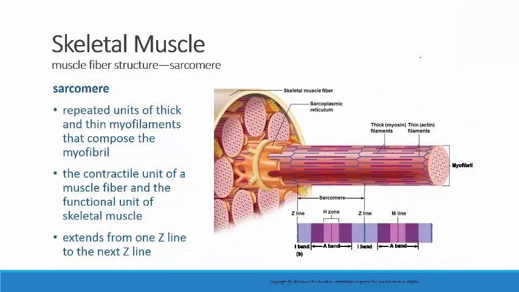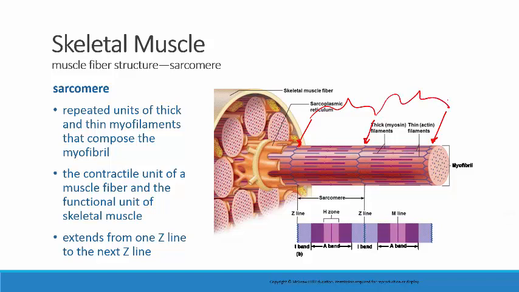Okay, so when we look at the construction of a myofilament, what we see is that they are built of these repeated units that are referred to as sarcomeres. So a sarcomere is this repeated unit of this thick and thin filament construction. And one sarcomere runs from one Z line to the next Z line. So these little zigzag things are called Z lines. And so this is one sarcomere, and here's the second sarcomere.